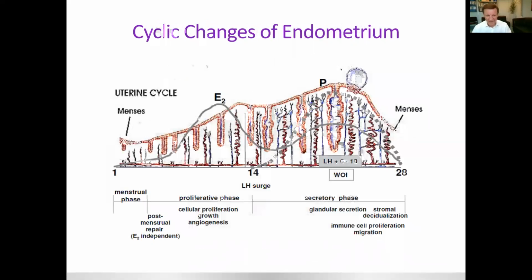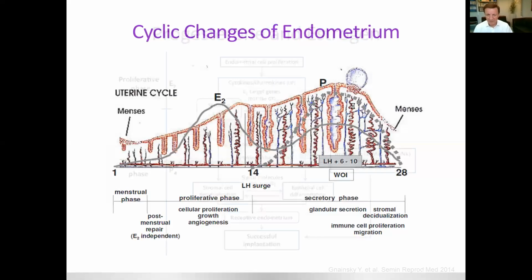So actually, as you know, we have two different phases during a menstrual cycle. We have the estrogen-dominated proliferative phase, where a lot of cellular proliferation and growth and angiogenesis happens. And then after the LH surge, there is an increasing concentration of progesterone by the corpus luteum, and a specific ratio between progesterone and estrogen dominates the secretory phase, and especially around 6 to 10 days after the LH surge, there is an important window, the window of implantation, where the situation for an upcoming embryo is optimal to implant.